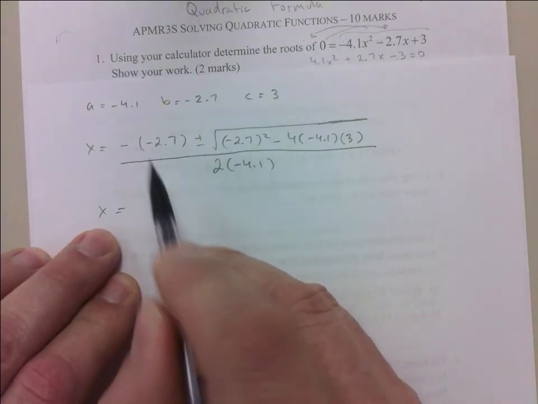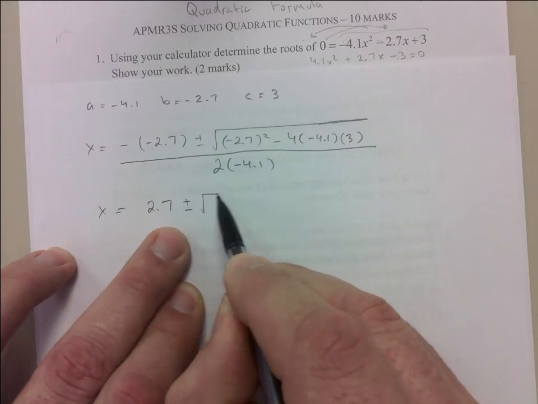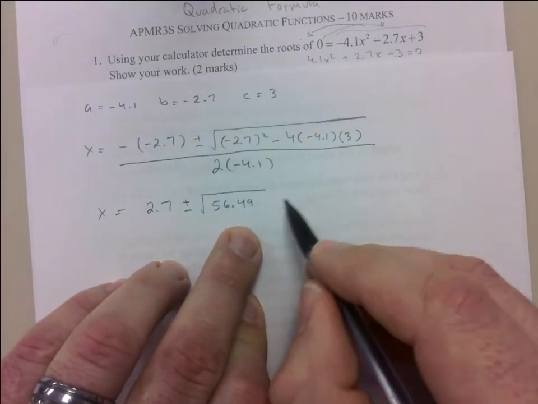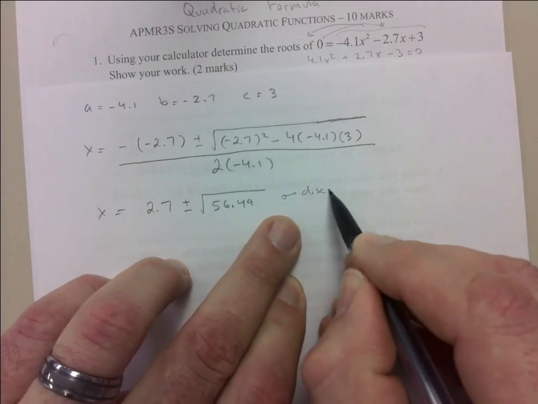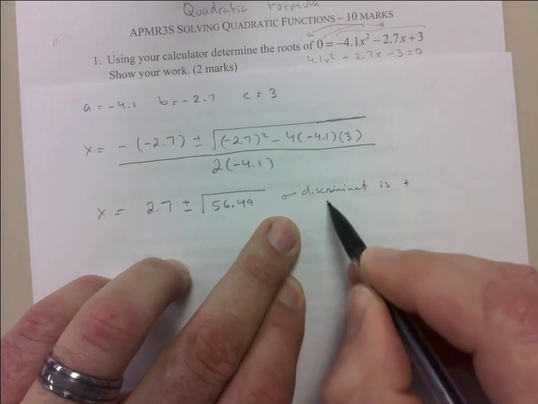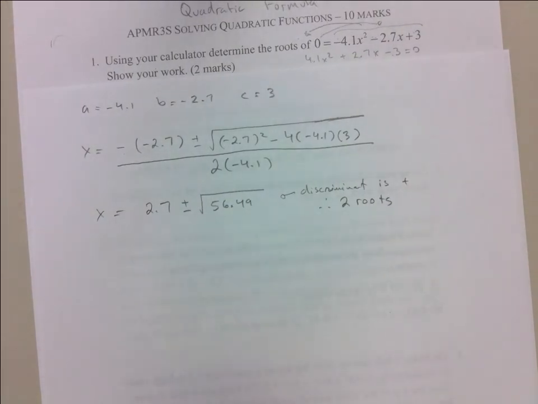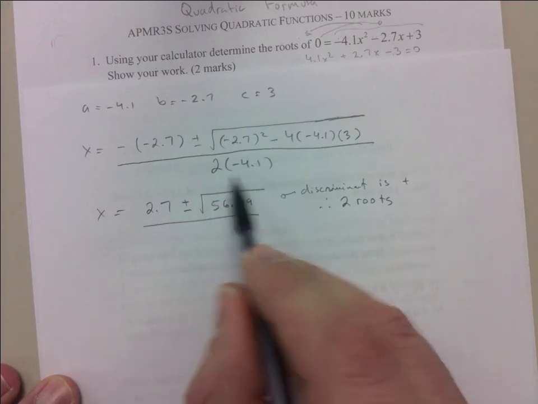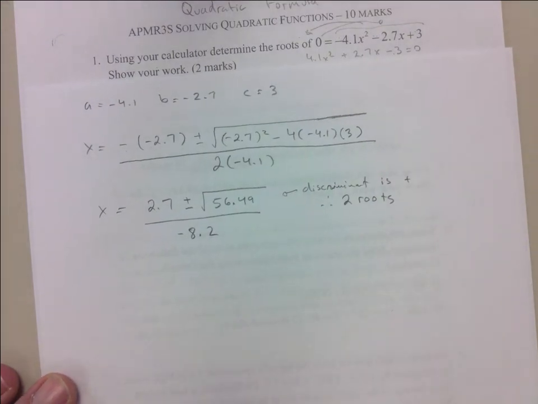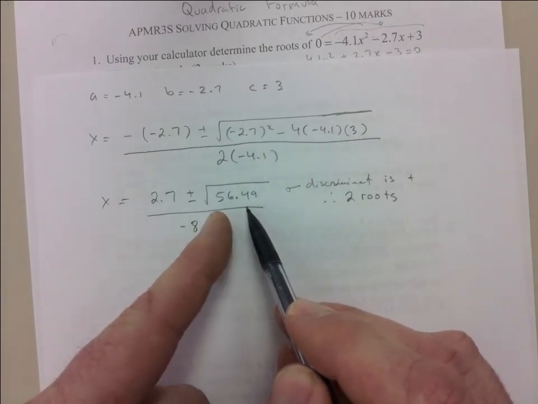Clean it up. Negative and negative is positive, right? 2.7 plus or minus, take the root. This is 56.49. Since this is positive, right? Discriminant is positive, therefore 2 roots, right? We're going to have 2 x-intercepts. You can just by observation tell that already. And then we do the denominator. 2 times negative 4.1 is negative 8.2. So you clean it up. You clean up whatever's in the discriminant that should be just boiled down to one number.